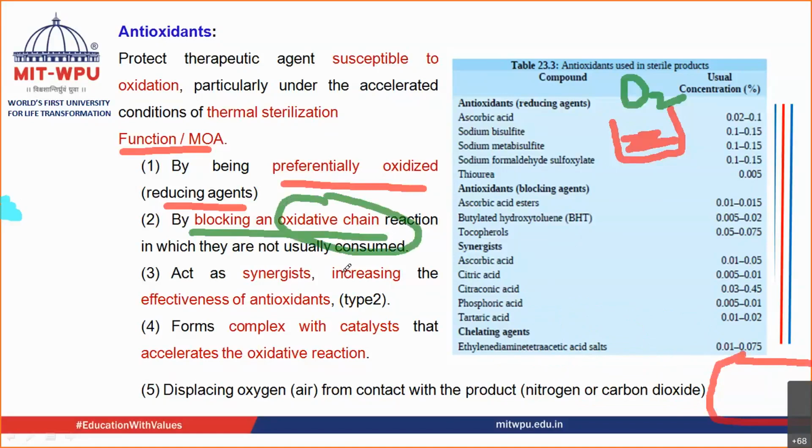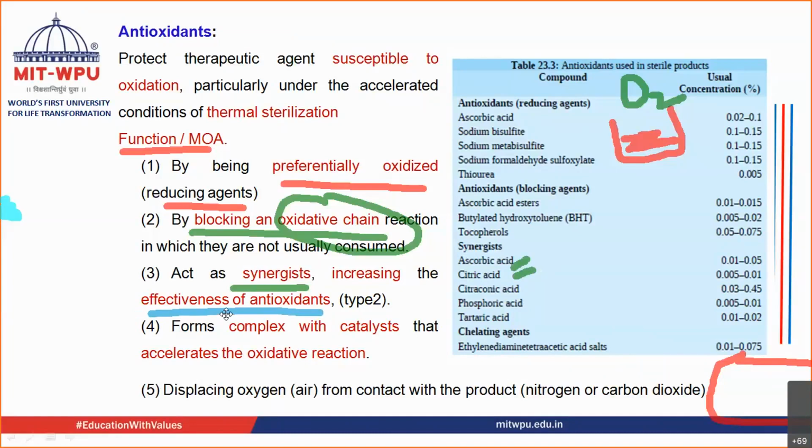The third type of ingredients are those which themselves are not antioxidants, but they help the antioxidants to perform their function. So they are known as synergists. These synergists, when added along with the antioxidants, increase the effectiveness of the antioxidants. Again, the examples are ascorbic acid, citric acid, phosphoric acid, tartaric acid. So these are the ingredients which increase the effectiveness of antioxidants.